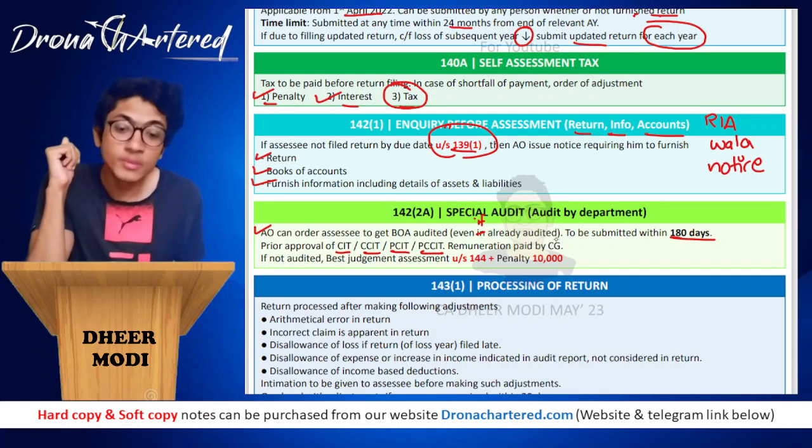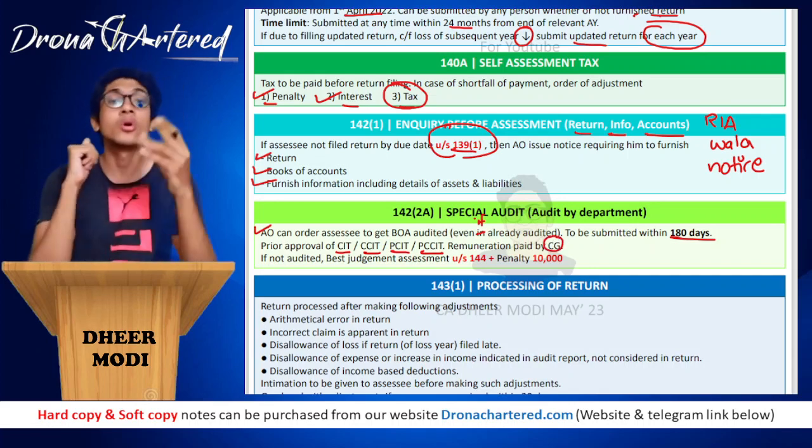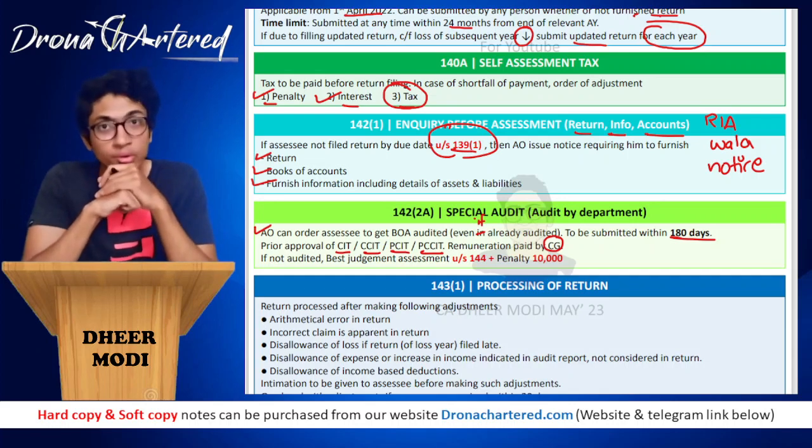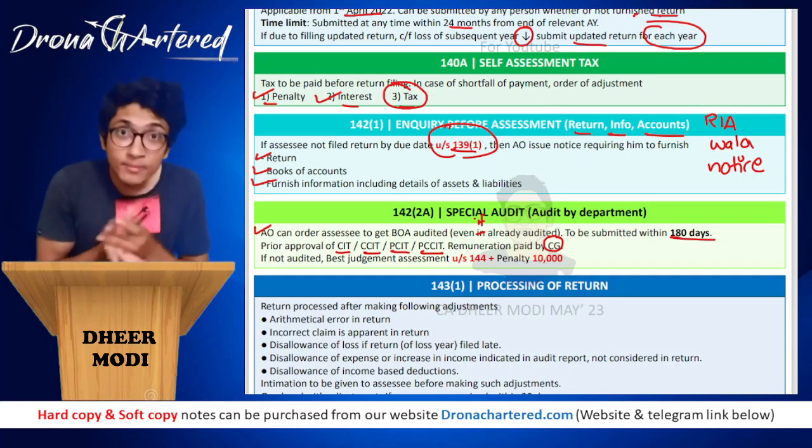The remuneration will be paid by the central government, because when you are asking the assessee to get books of accounts audited, he says that I've already paid my auditor.